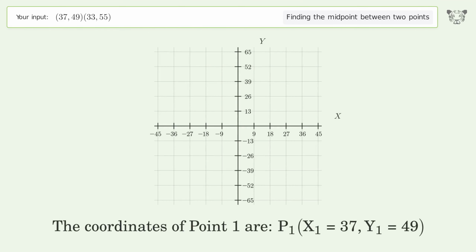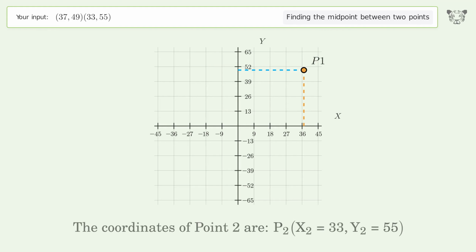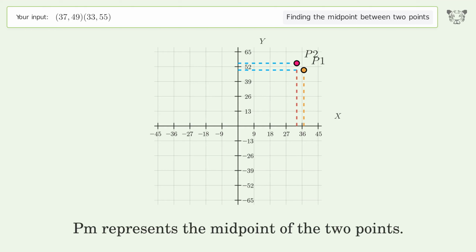The coordinates of point 1 are, x1 equals 37, y1 equals 49. The coordinates of point 2 are, x2 equals 33, y2 equals 55. PM represents the midpoint of the 2 points.